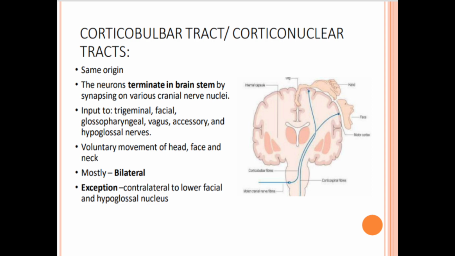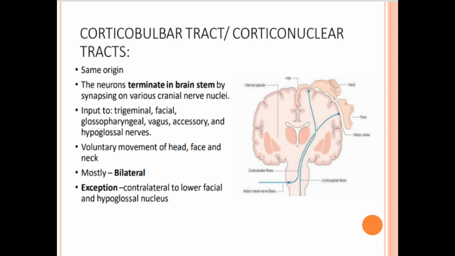Because you know that these cranial nerves, they are controlling what? The trigeminal nerve is controlling our muscles of mastication. Facial is controlling our muscles of facial expression. Glossopharyngeal is controlling our pharynx. Then the vagus nerve is controlling our larynx. Then accessory are controlling our SCM muscle, trapezius muscle, and the hypoglossal is controlling our tongue. So all of these are the muscles of our face, head, and neck.